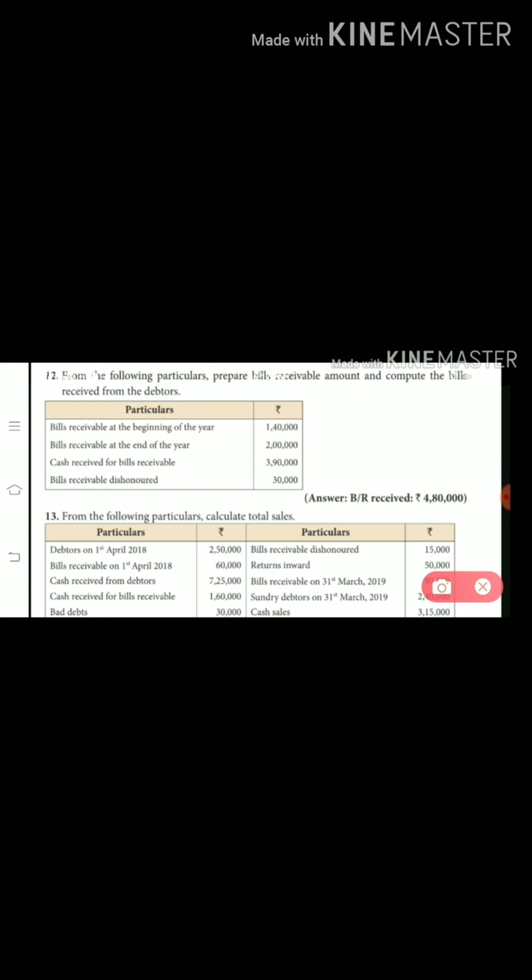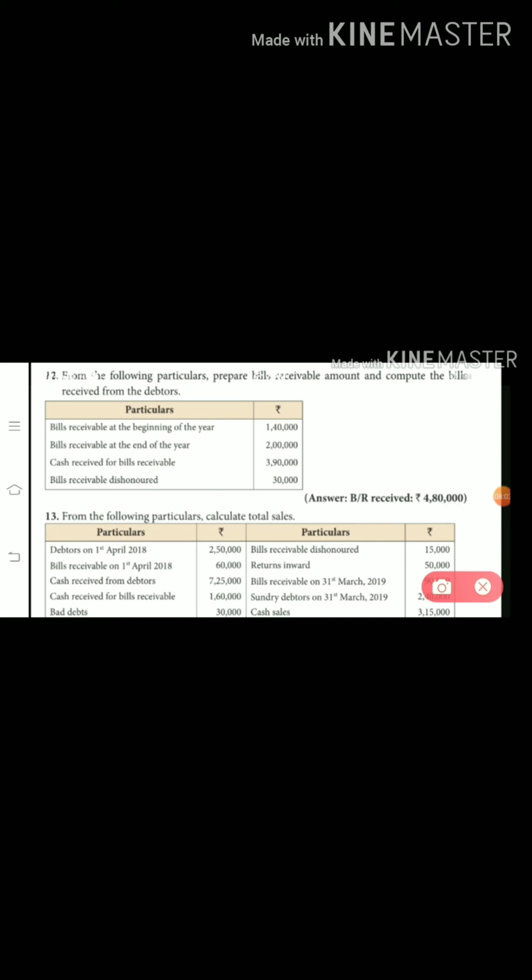Next, coming to question number 12. From the following particulars, prepare the bills receivable account and compute the bills received from the debtors. So debtors means we should consider it as the bills receivable account. So let's see the format of bills receivable. See the format and apply the values one by one.